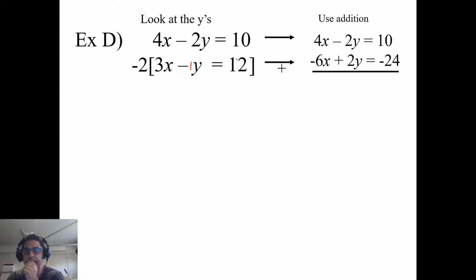Using addition, the y's eliminate again. 4x and negative 6x gives me negative 2x. 10 and negative 24 gives me negative 14. Divide, very similar to the previous problem, x is 7.